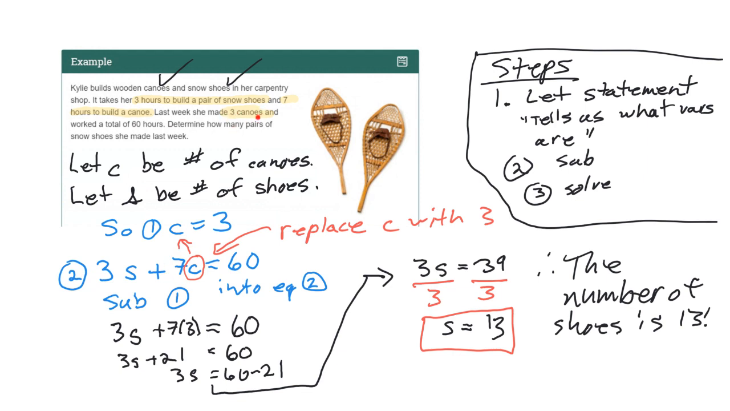Now, the previous week, she made 3 canoes. So we're going to take our 3 canoes and we're going to plug it into our equation. And that's why we're doing that substitution, because we knew that our original equations had C equaling 3. So we can take that easy thing and plug it into our equation and find what our S value is. And from there, we work through to get to our final solution, and we end up with the number of shoes being 13. And we're done.